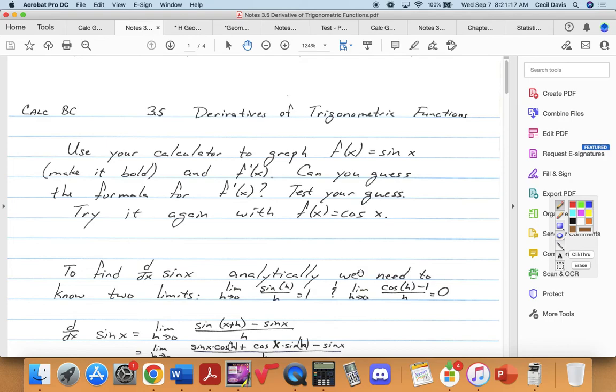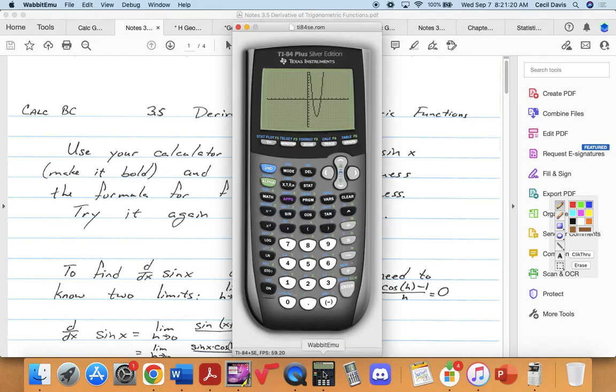So let's go to our calculators, and you were supposed to graph sine of x and do it in bold. If you have the color edition of the TI, you don't have to. And then over here, we're going to graph the derivative, which is, what is that, math 8?